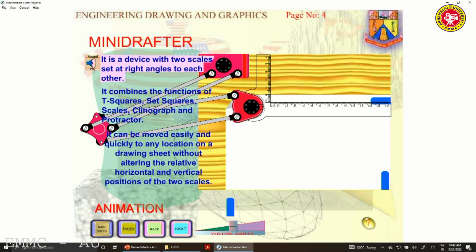Also you have to fix the drawing sheet on the right side. There is some nomenclature in drawing that you have to follow. That's why I have to explain it by way of animations.